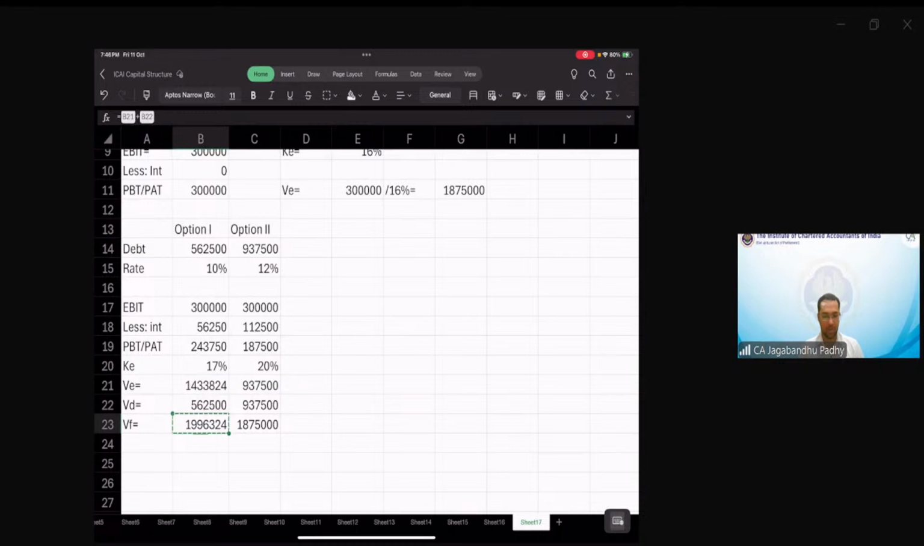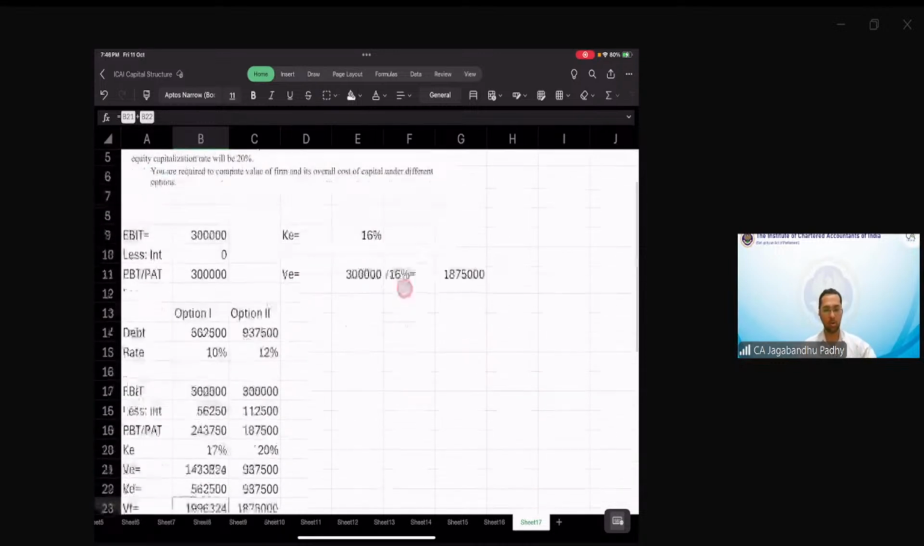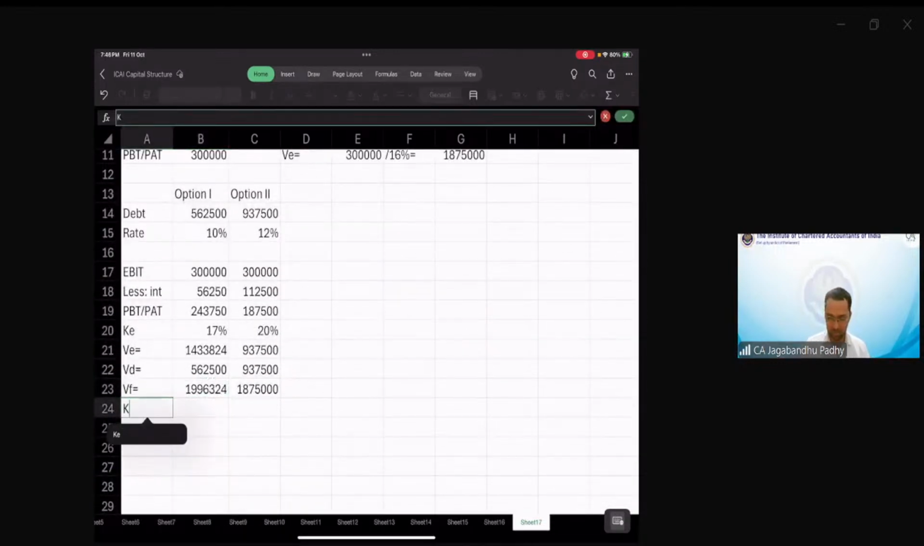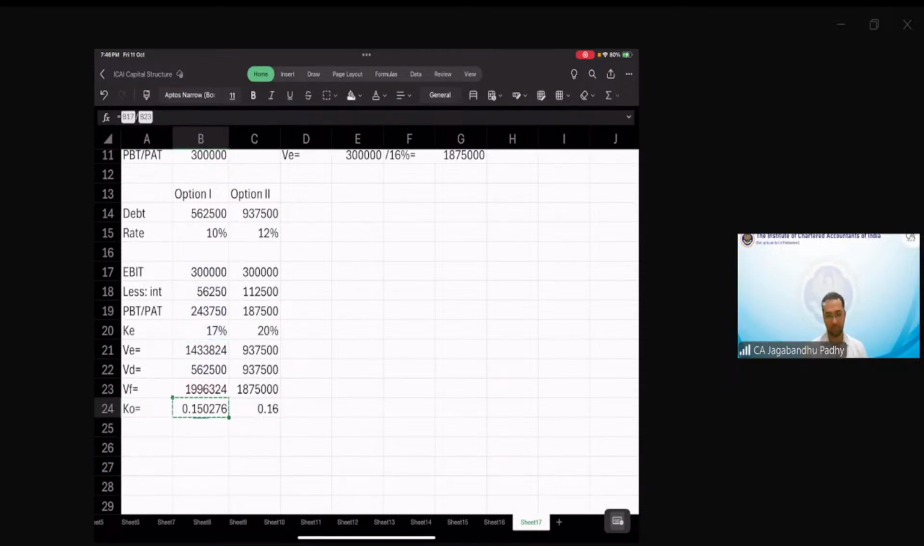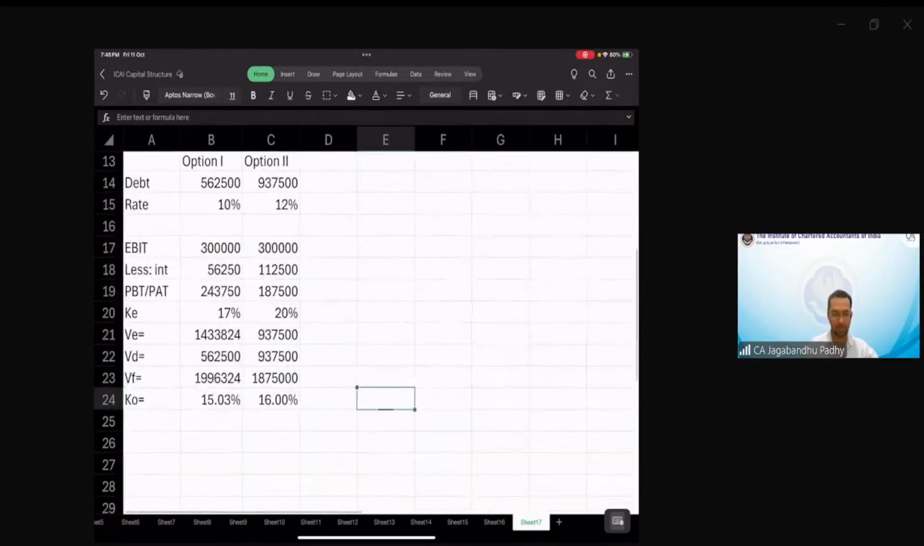We find out of these two options which option is actually giving me a greater value. Because the question says required to compute the value of the firm and its overall cost of capital. So overall cost of capital is basically KO. We know KO will be computed as EBIT upon the value of the firm. This is what we are getting.